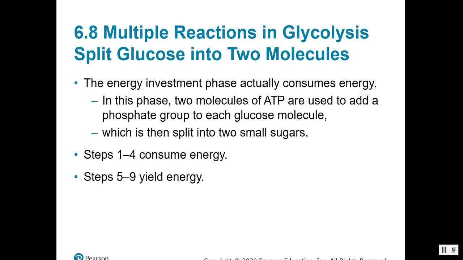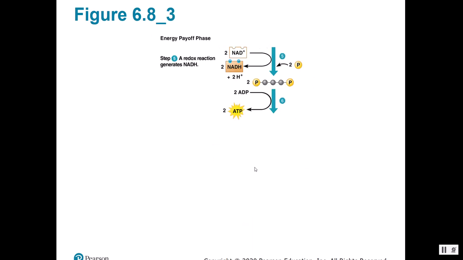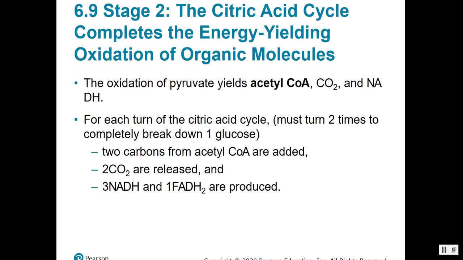So the energy investment phase actually consumes energy. In this phase, there are 2 ATPs that have to be invested, and then the sugar is split into 2 small sugars. So the first 4 steps actually use energy, and the last 5 are going to actually yield or produce that energy, okay? So, again, you don't have to memorize this. This is non-objective. I just think it's interesting that you know all these steps that have to go into what actually happens, okay?